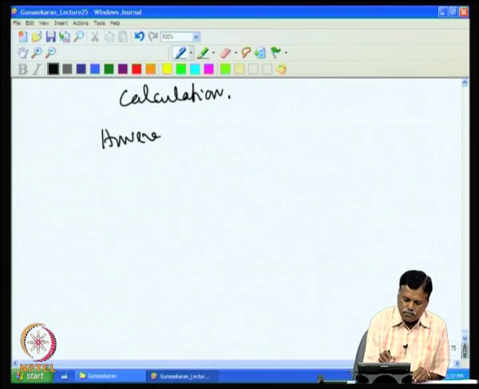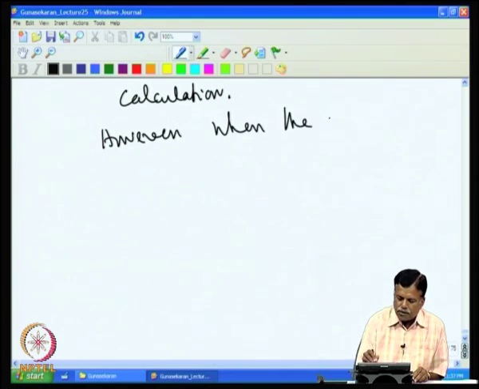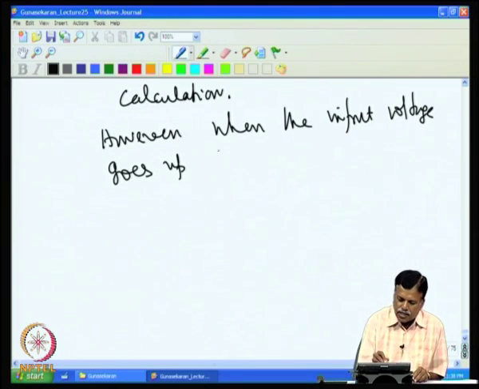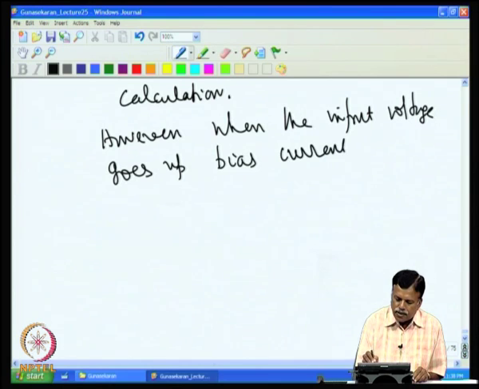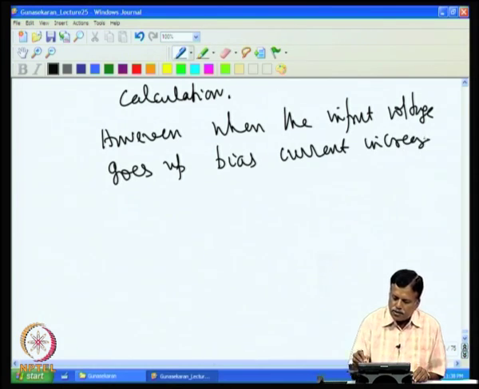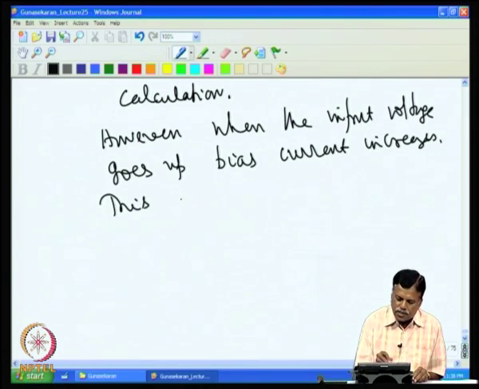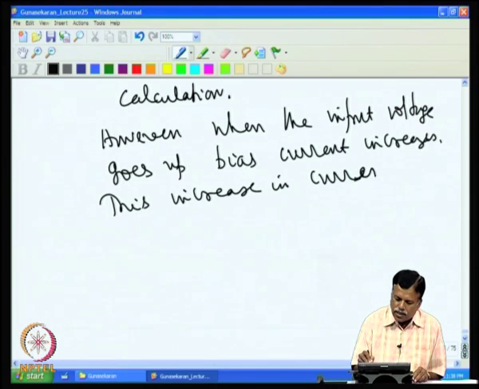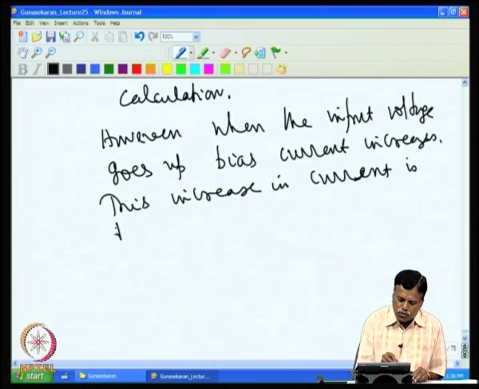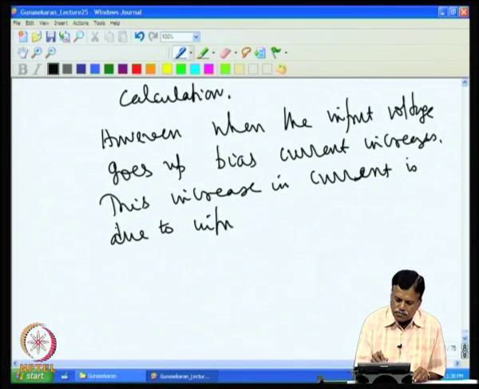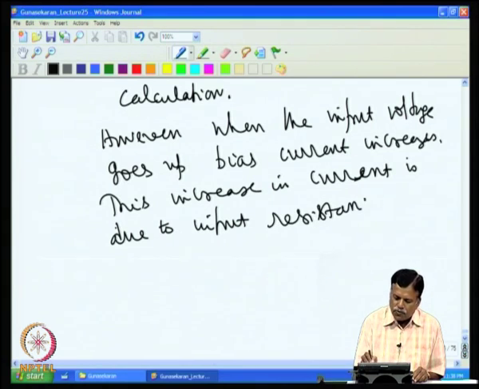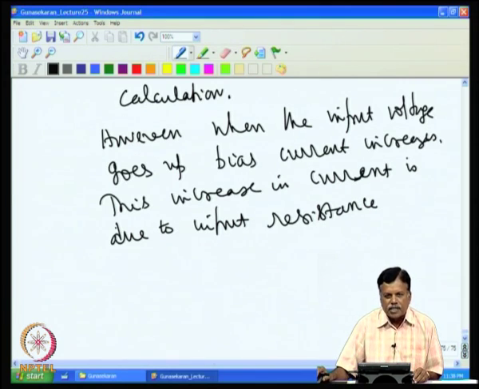However, when the input voltage goes up, the current increases. This increase in current is due to the input resistance. That is how we are taking it. Actually, the increase in current we will now take as an effect due to the input resistance. So at present we assume there is no bias current.